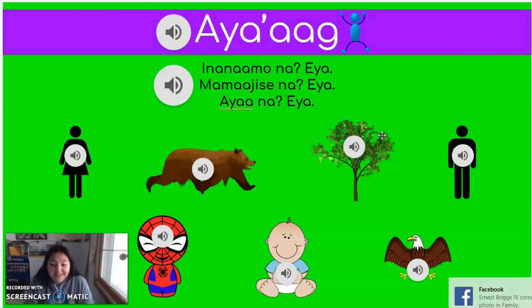Is the tree moving? Yeah, it is moving because it is able to grow. That growing, because it's connected to the ground, makes it mamajise. Aya ina, is it alive then? Yeah.